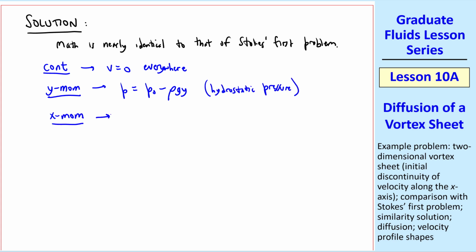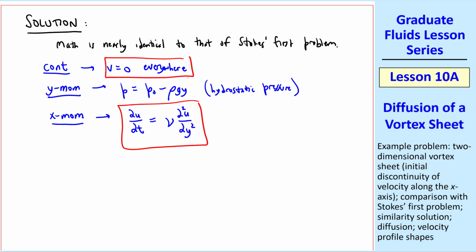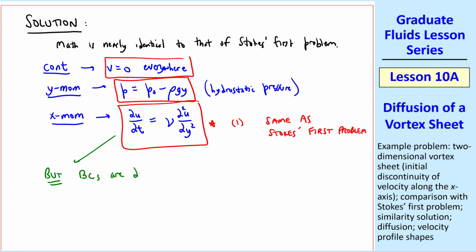And when you go through the x momentum equation, only two terms remain: ∂u/∂t equals nu times ∂²u/∂y². These are all identical to Stokes' first problem. But we don't have the same solution because the boundary conditions are not the same. We're solving this same equation, the simple 1D diffusion equation, for both of these problems, but with different boundary conditions.